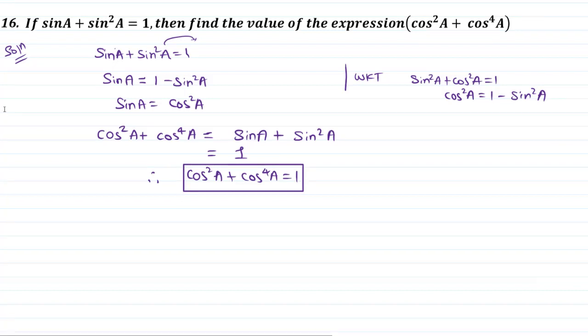Yes, we'll move to the next question, that is from Section B, 23rd question. Prove that (1 plus cot square alpha) divided by (1 plus cosec alpha) is equal to cosec alpha. Solution: consider the LHS part, that is (1 plus cot square alpha) divided by (1 plus cosec alpha).